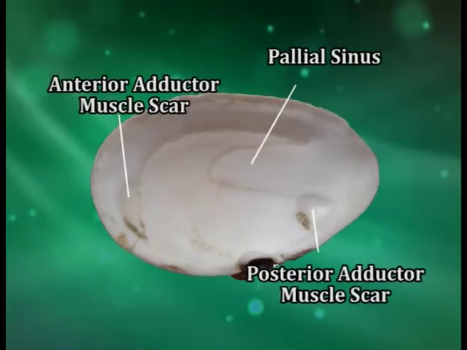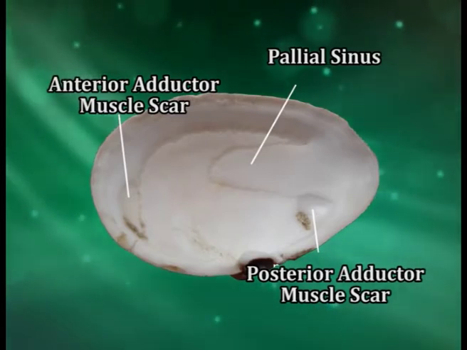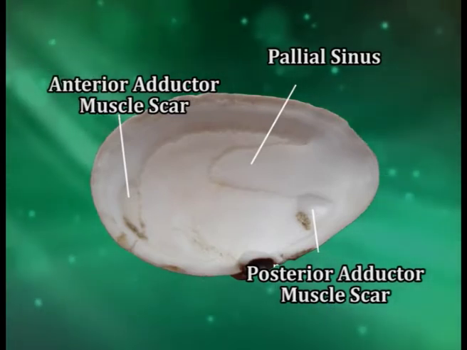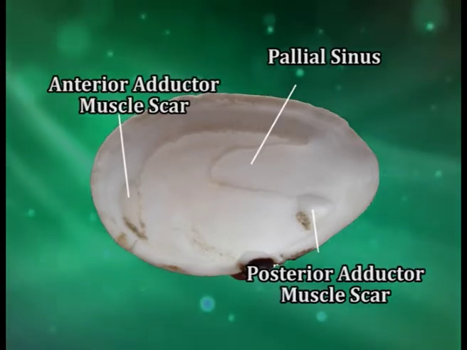Less important than the adductor impressions are those produced by the muscles for the movement of the foot, protractors and retractors. These occur close to the anterior and posterior adductors. Passing from one adductor impression to the other in each wall is a linear depression caused by the attachment of the muscle of the mantle to the shell, and known as the pallial line.